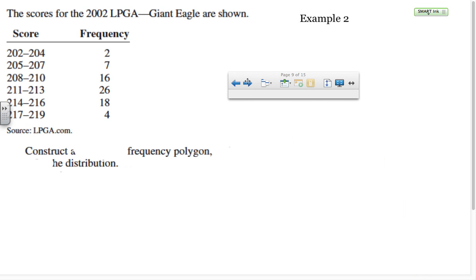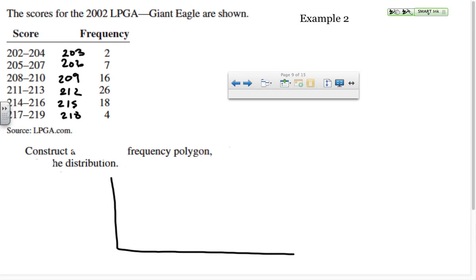Example 2. Now we're going to create a frequency polygon. Remember, this is a little bit different than the histogram. We're going to create it with midpoints. So to find the midpoint, you add the numbers together, divide by 2. In this case, since it's 202 to 204, the midpoint is 203. It's actually fairly easy to find. 206, 209, 212, 215, and 218. So again, if you have graph paper, these will look much prettier.